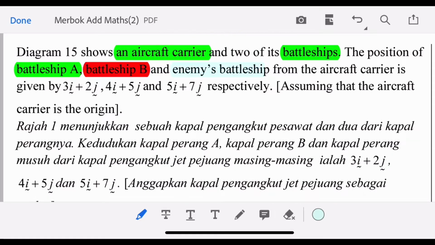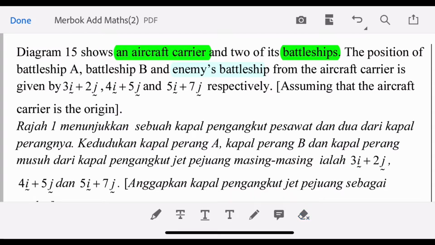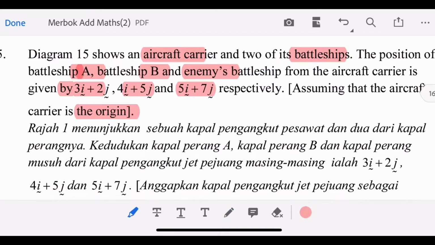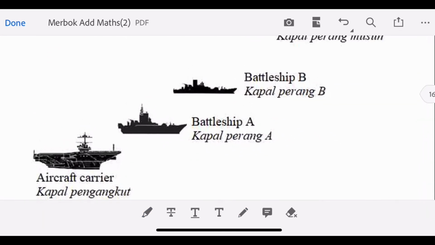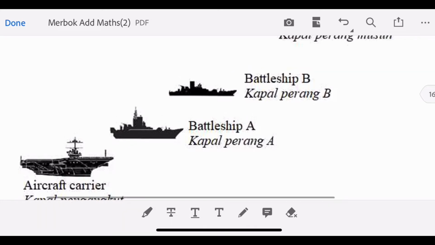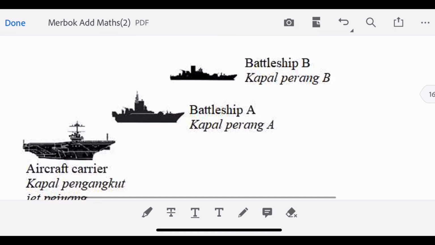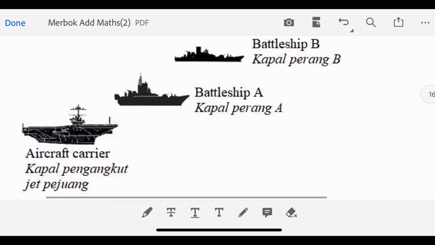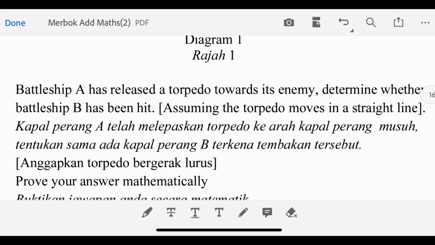Okay, so we just highlight battleship B in red color, and the enemy's battleship in blue color. We also highlight the unit vector given. Now let's study the diagram given. So you have the aircraft carrier, battleship A, battleship B, and the enemy's battleship. The diagram actually shows the position of the ships.